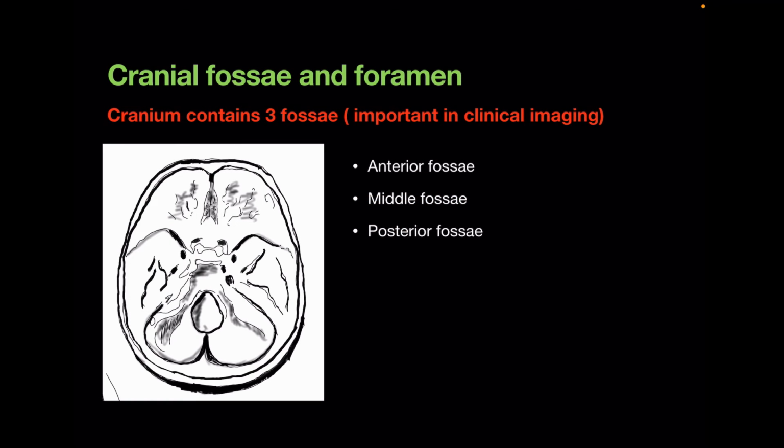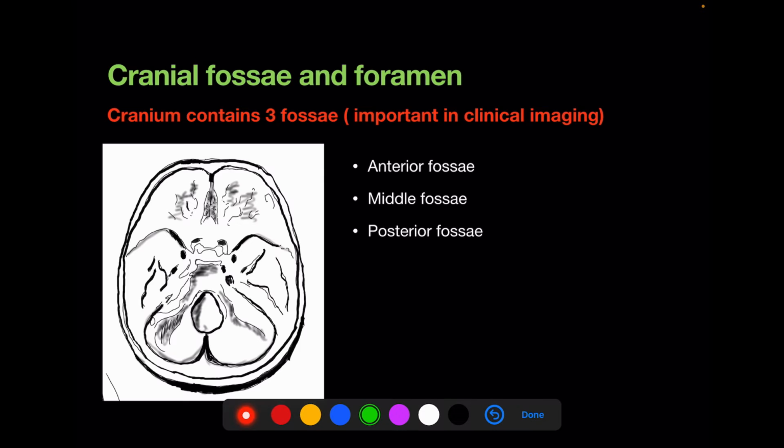Welcome to our next topic, that is on cranial fossa and its foramen. Cranium contains 3 fossa, and this is important in clinical imaging. First, you have to understand that cranium contains 3 fossa. First one, that is anterior fossa. I'm using red color to identify that anterior fossa. This whole region is anterior fossa.